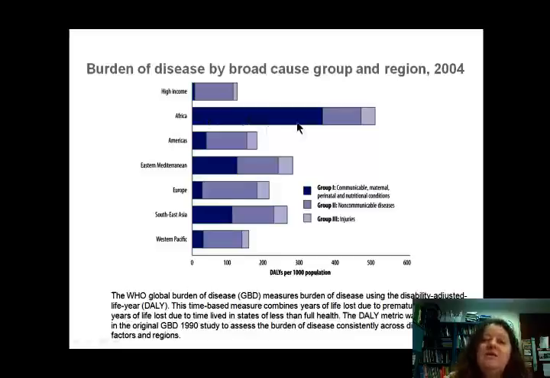And also notice the difference between the height of the bars. It's not just what's killing people, it's how many people are dying, right? So many more people are dying in Africa and in Southeast Asia. Here's Southeast Asia, right? And so all high-income countries lumped together. Africa, the Americas, the Mediterranean. You can look at this and see who's dying of what in the world.